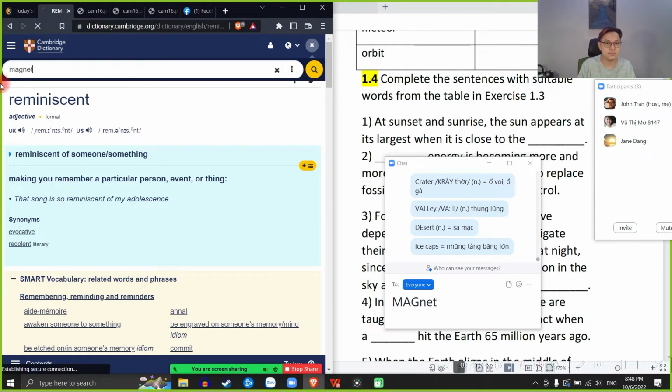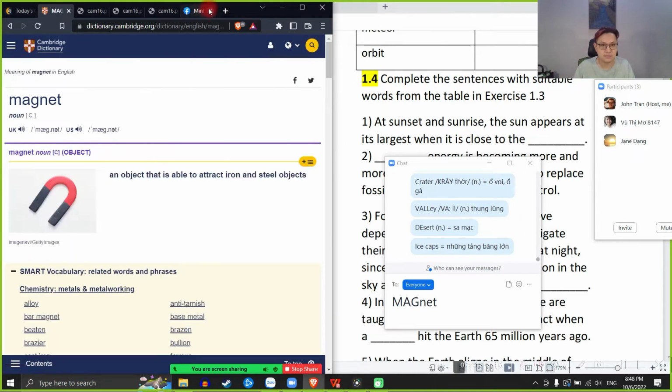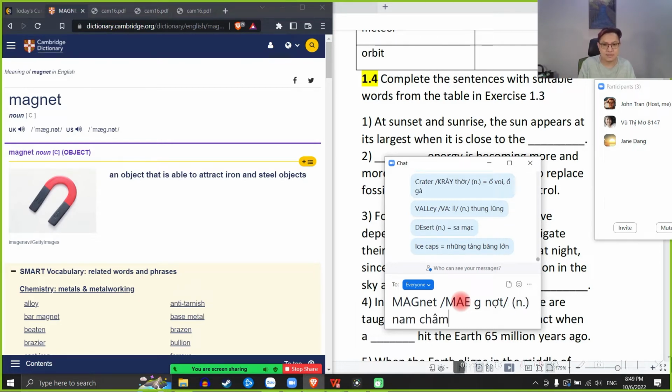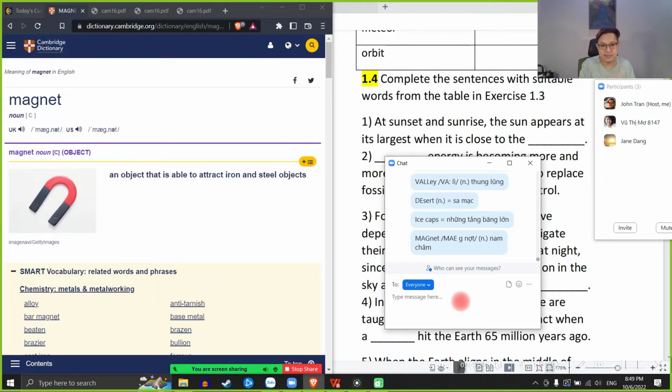Magnet. Magnet. Magnet means nam châm. So we have the adjective form is magnetic.